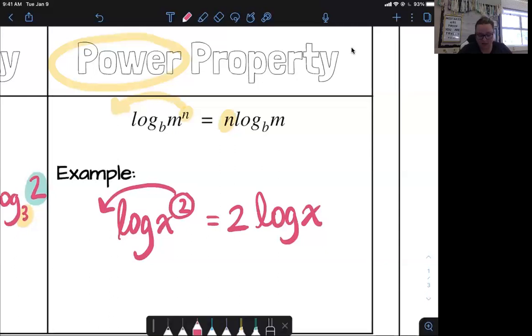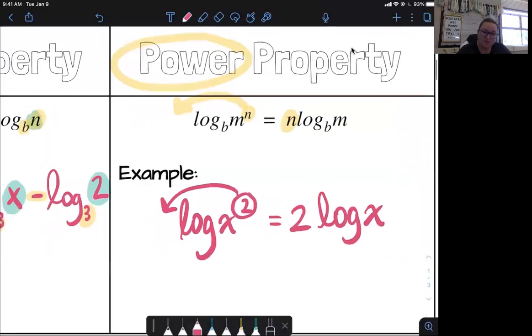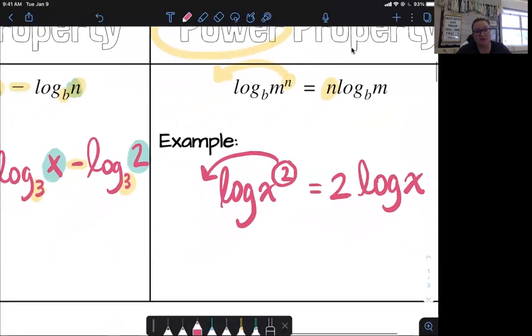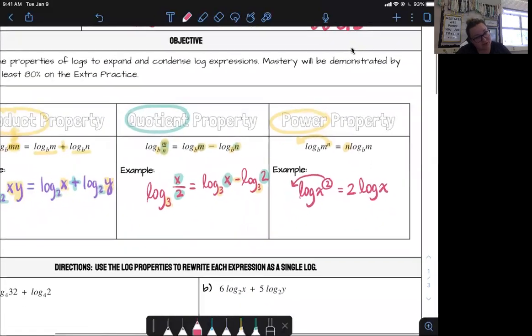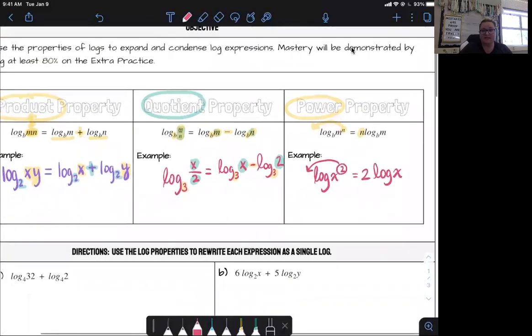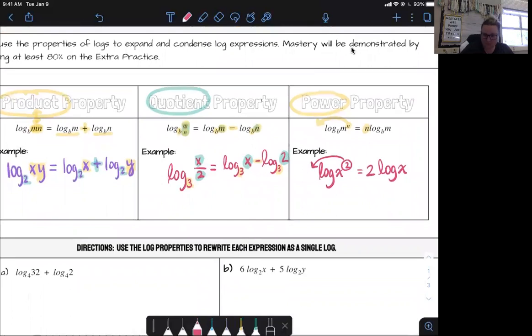And normally I would have you guys do a lesson where we prove that these properties exist, so we know that they're not just random made up rules, but we don't have time for that lesson this year, unfortunately. So we're going to take these properties, and we're going to use them to help us expand and condense logs.